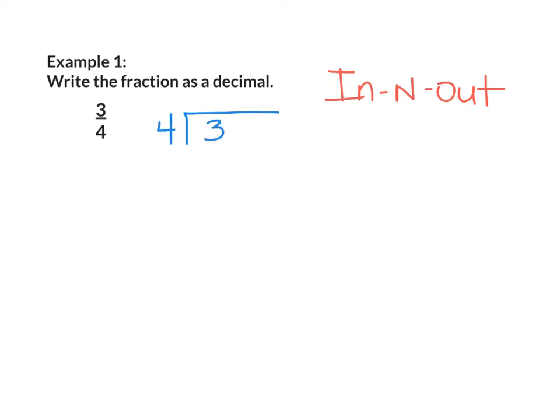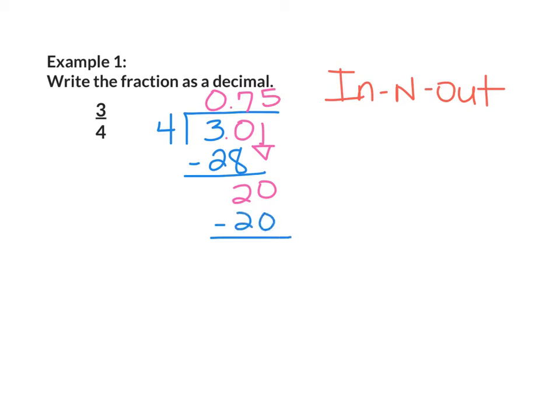4 cannot go into 3, so I'm going to put a 0 up top. I'm going to add a decimal and another 0. 4 can go into 30, 7 times. 7 times 4 is 28. When I subtract, 30 minus 28 gives me 2. I'm going to bring down another 0. 4 can go into 20, 5 times. 5 times 4 is 20. When I subtract, that gives me 0. So my answer is 0.75.